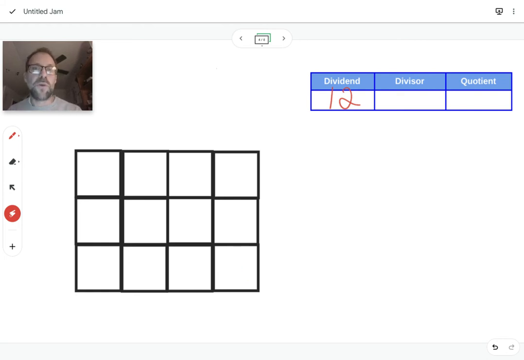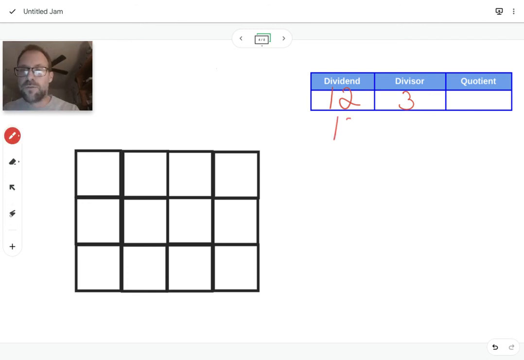Now, what if we wanted to break this amount up into 3 groups? Do you see a way we could do that? Okay. Well, if we're going to break something up into 3 groups, that must mean our divisor is 3. Remember, the divisor is the number of groups we're trying to make. Now, I'm going to pause here. You're going to tell me what is the quotient, okay?